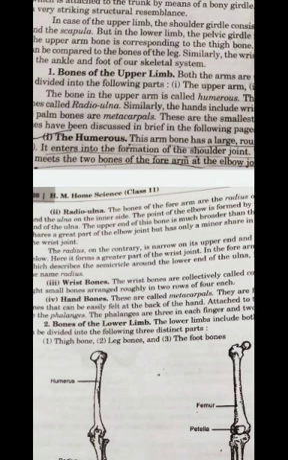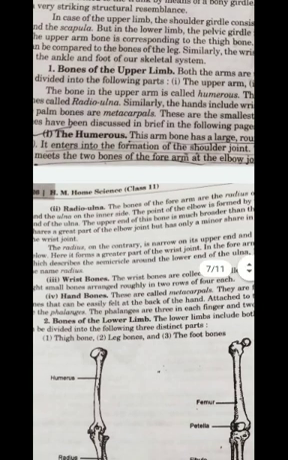The radius, on the contrary, is narrow at its upper end and much broader below. Hence it forms a great part of the wrist joint.